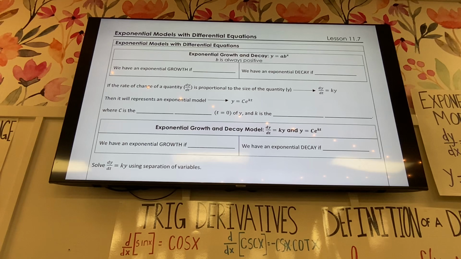So what we're talking about today is exponential models with differential equations. There's this one special exponential where if you remember the formula, it saves you a lot of time. Could you solve this by separating the variables and not remembering the formula? Yes. It's not totally crucial, but it is very helpful.